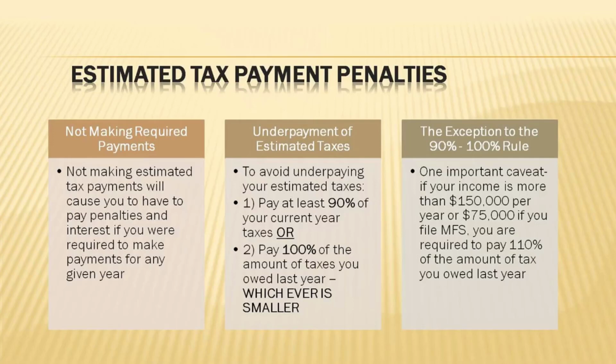So if you were required to make payments and you don't make them, then you're going to be penalized. And normally you see it in April when you file your tax return. If you look down the line where it shows your tax liability, right beside that on the left-hand side, there's a dollar amount. That is a penalty for either underpaying or for not making your required payments. Now, if the IRS owes you, once again, you don't have to worry about it.